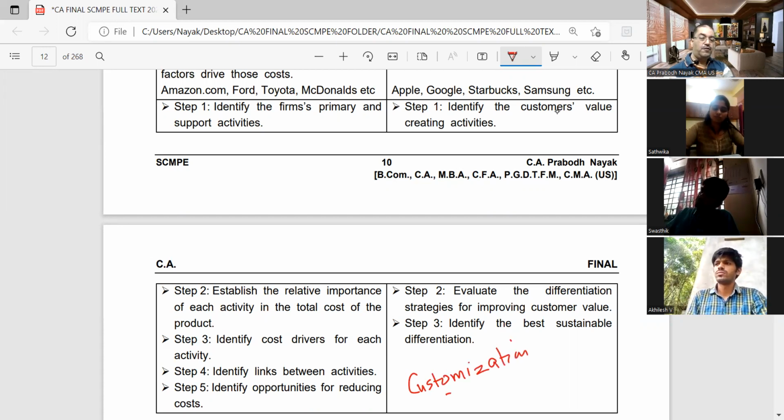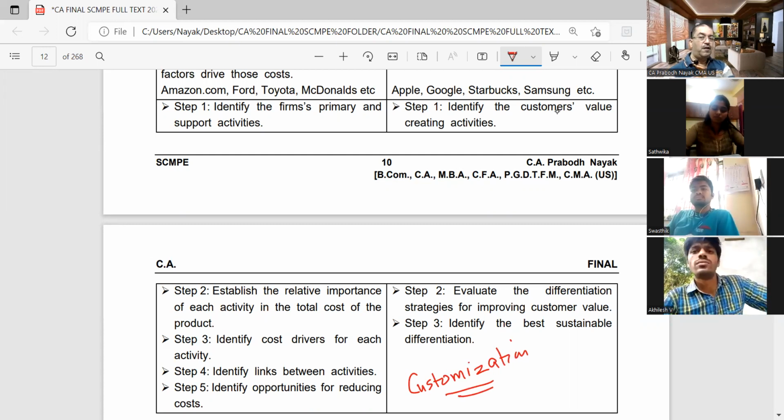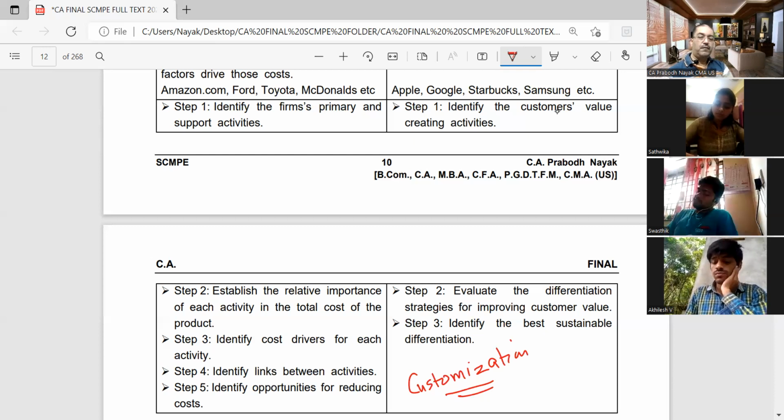What do you mean by customization? Customization means manufacturing the products as per the requirements of the customers. Customizing the product means making the product customer friendly. As and how the customer wants, you can alter the product as per the requirements of the customer. Fourth, offer complementary products.